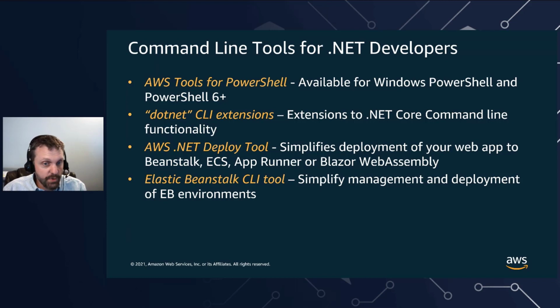And AWS has produced a number of .NET CLI extensions that help you focus on building .NET Core and .NET 5 apps and deploying them to AWS using the .NET SDK. These include ECS, or Elastic Container Service, AWS Lambda, and Elastic Beanstalk tools. And then the AWS .NET Deploy tool allows you to simplify the deployment of existing apps to Elastic Beanstalk, ECS, App Runner, or even Blazor WebAssembly. And the Elastic Beanstalk Deploy tool is another standalone tool that can help you deploy your apps to that service.